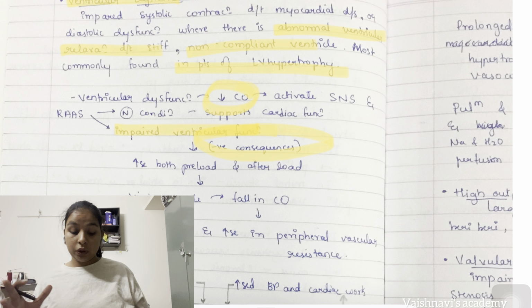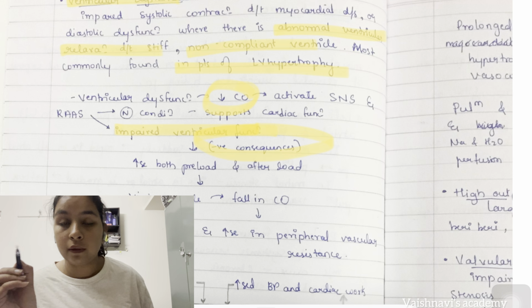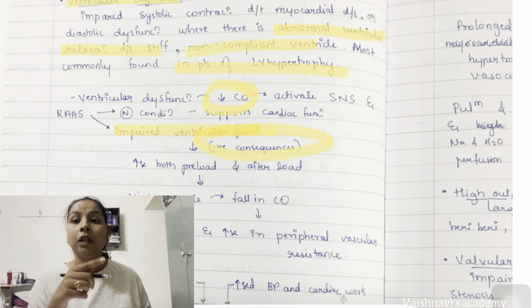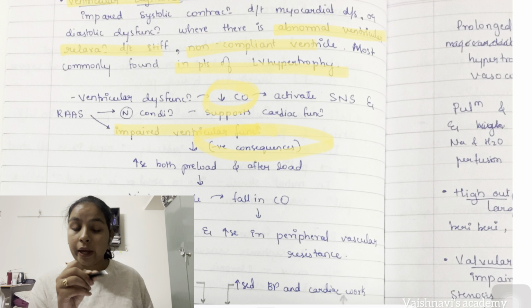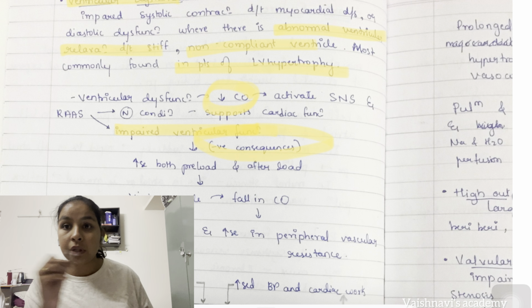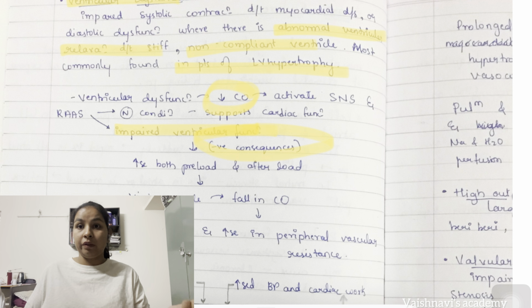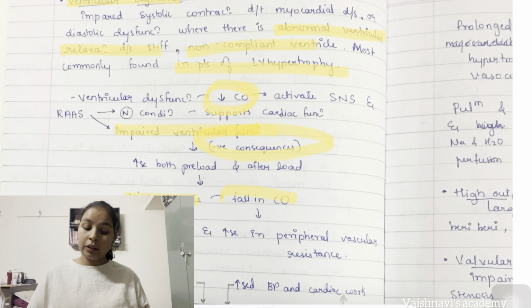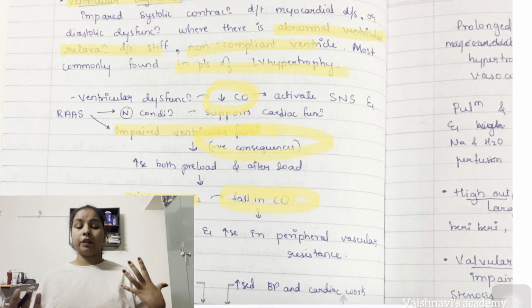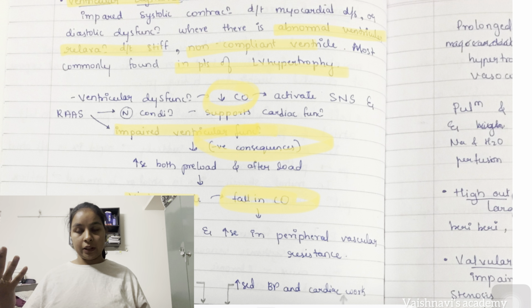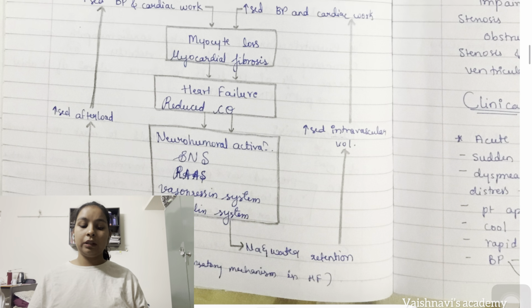There is an increase in both preload and afterload. I've already told you about preload and afterload. Preload is the increased ventricular and atrial pressure at the end of diastole, whereas afterload is during systole. So the increase in both preload and afterload is happening due to impaired ventricular function. This leads to a vicious cycle, that is, again a fall in cardiac output. And if cardiac output falls again, our SNS and RAS are activated again, and this leads to increased peripheral vascular resistance.